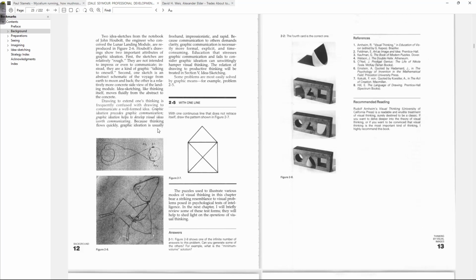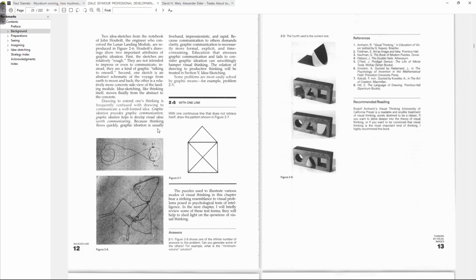The relation of drawing to productive thinking will be treated in section 5, idea sketching. Some problems are most easily solved by graphic means. For example, problem 2.5: with one continuous line that does not retrace itself, draw the pattern shown in figure 2.7.